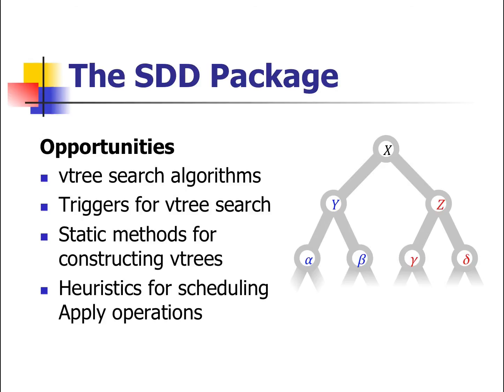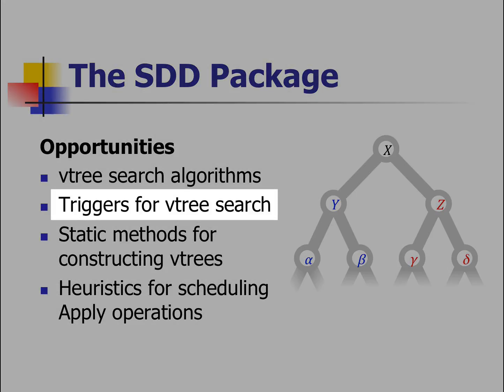The other thing that can be done is triggers for vtree search. So when you're using vtree search in the context of bottom-up compilation, there is a question of when do I trigger vtree search. So as I mentioned, one of the methods is to look at the size of the SDD, and if it doubles in size since the last search, then we invoke search. That's pretty primitive. There could be more sophisticated methods. Actually, the SDD package has a little bit of a sophisticated method for doing this, but one can improve that significantly because the time to trigger vtree search can be significant in terms of the impact on the efficiency of bottom-up compilation.